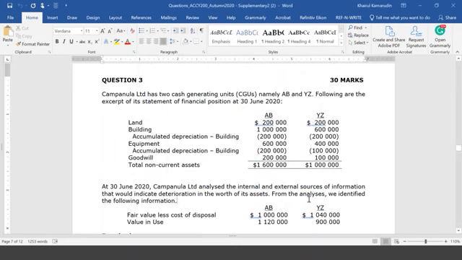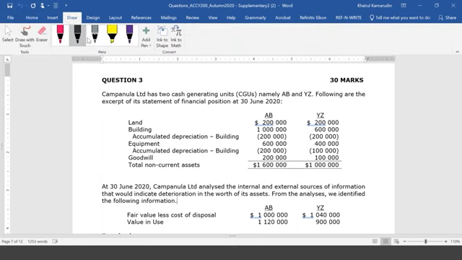Okay, let us do one question from the revision set. Question number 3. Campanula Limited has 2 CGUs, cash generating units. The first one is AB. This is just a name. The second one is YZ.